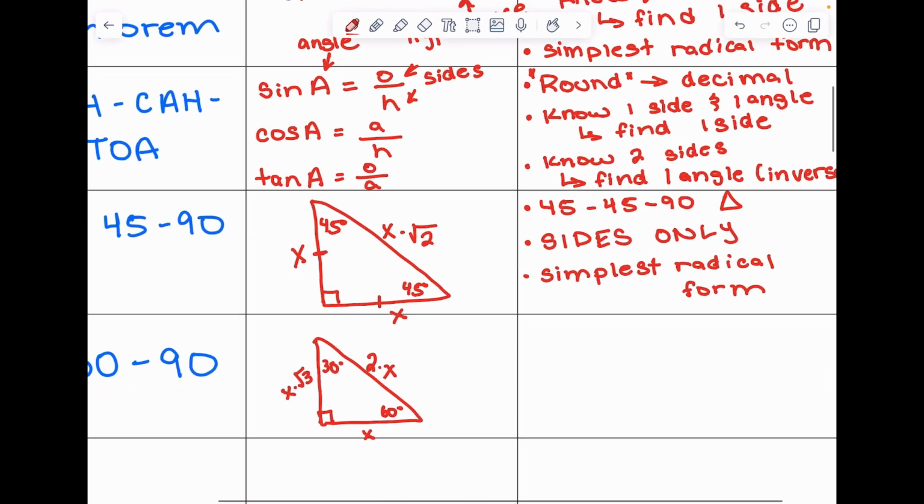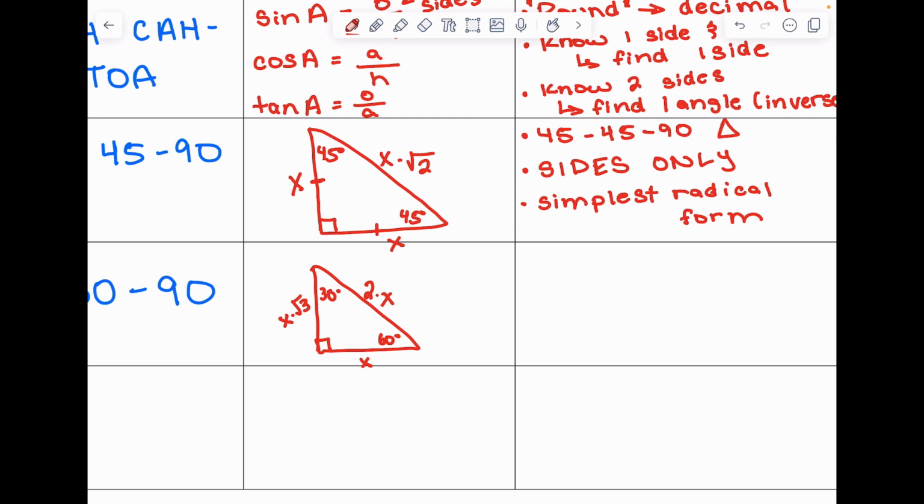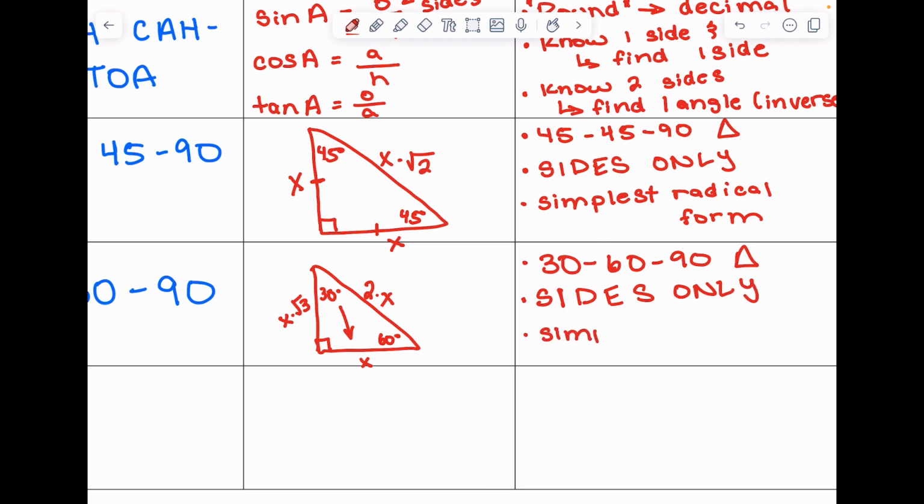And the same is true for a 30-60-90 triangle. Our pattern is across from the 30 is our x. Then whatever's across from 30, we multiply by radical 3 to get the 60 side. And then we multiply x by 2 to get our hypotenuse. So we can only use this for a 30-60-90 triangle. Once again, this is sides only because we already know the angles are 30, 60, and 90 degrees. And this is also good for simplest radical form.